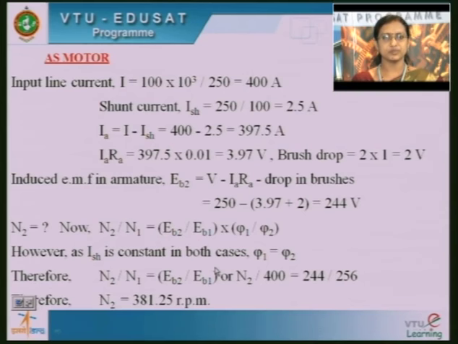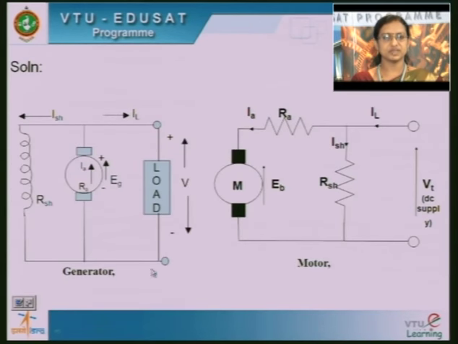So this is how we have to consider the DC machine working as a generator and as a motor. Generator converts mechanical energy into electrical energy, and motor converts electrical energy into mechanical energy.